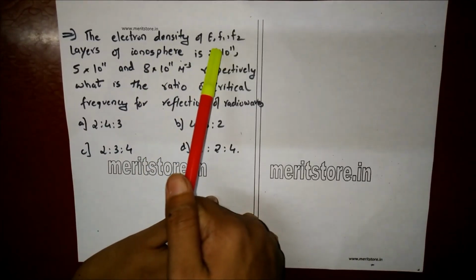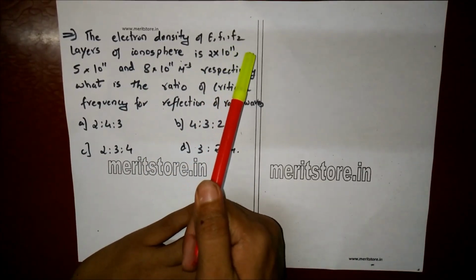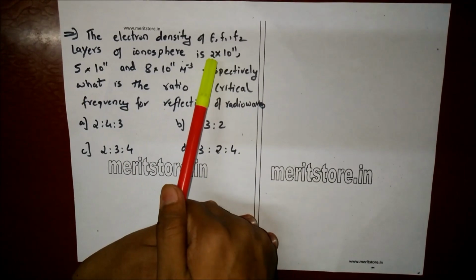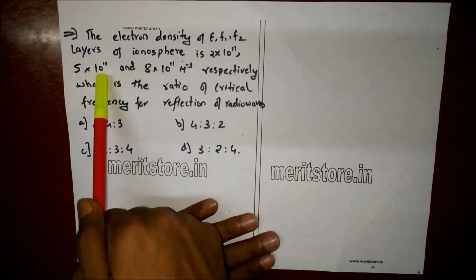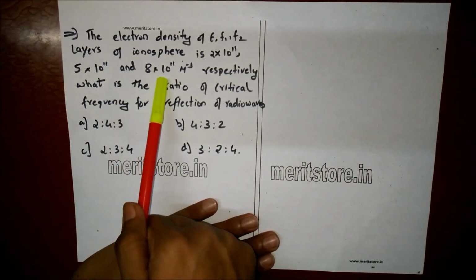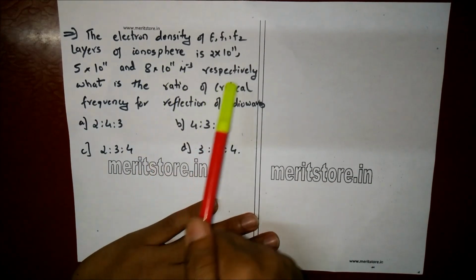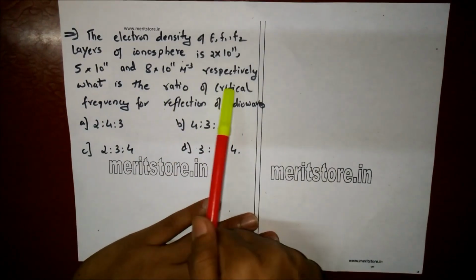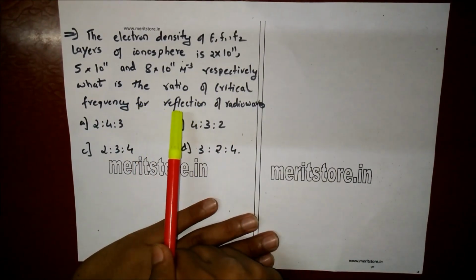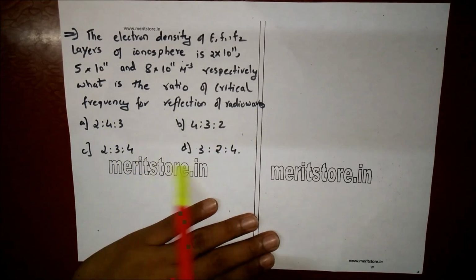Electron density of F1, F2 layers of ionosphere is 2 into 10 raised to 11, 5 into 10 raised to 11, and 8 into 10 raised to 11 per meter cube respectively. What is the ratio of the critical frequency for the reflection of radio waves? Now, here are the options.